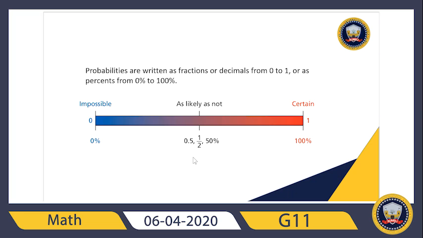If we have one of these events as 0.5, or half, or 50%, we would say it is equally likely to happen or as likely as not, because it's exactly at the middle of this line. All the events in this part we would say are likely to happen, while all the events in the part between 0 and half are less likely to happen. So in this part they are more likely to happen, while in this part they are less likely to happen.